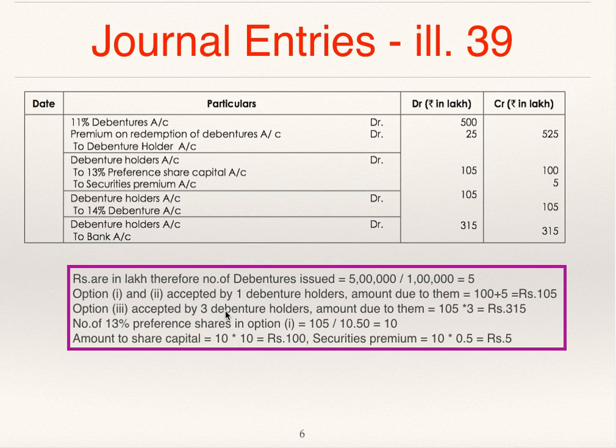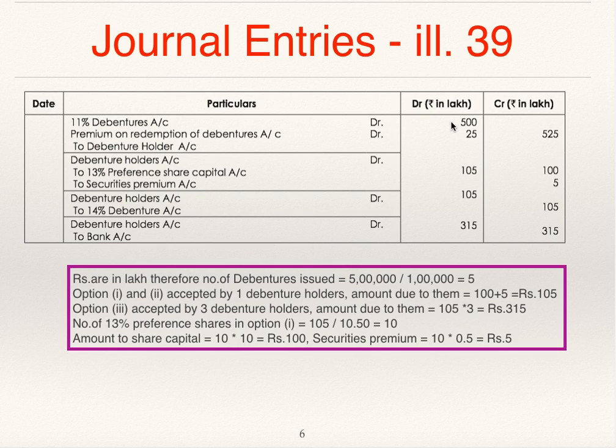Option third is accepted by 3 lakh debenture holders, that is 3. We are converting here, we are dividing it by 1 lakh. Amount due to them will be 105 into 3, which is equal to 315. Now first we'll see the journal entry.